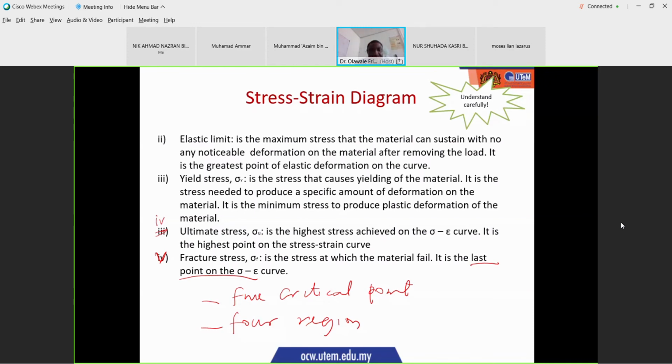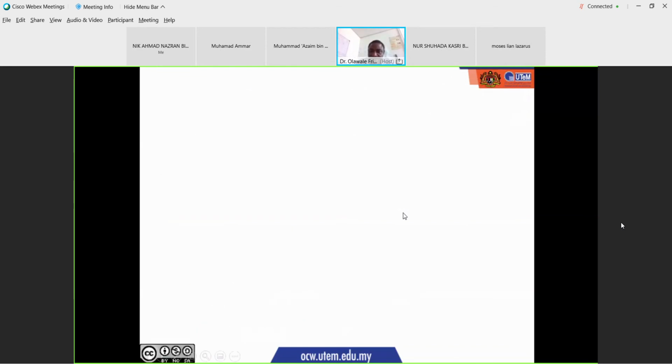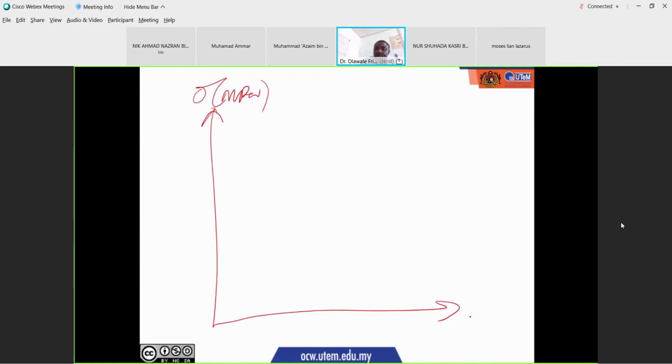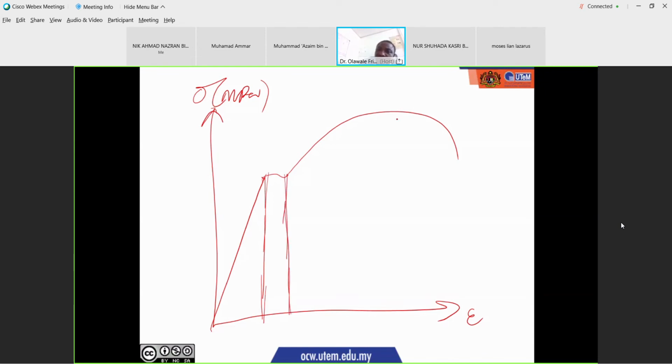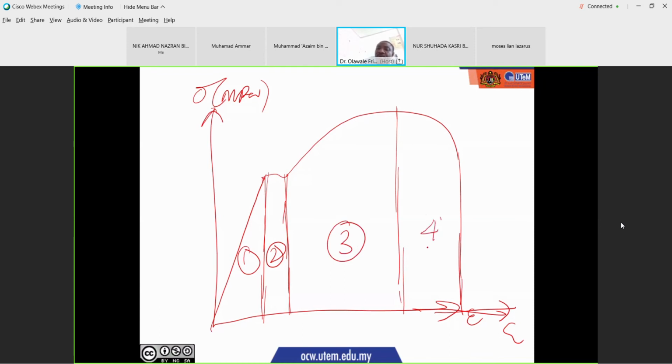Now, where is my stress strain diagram? Let me go back a bit there. Okay, I can draw here again. You have your stress in MPa. You have your strain, you go up here, up to this point, and you have this. Now, from here to here is one region. From here to here is one region. From here to your UTS is one region. And from your UTS to this point is another region. So this is region 1, region 2, region 3, and region 4.